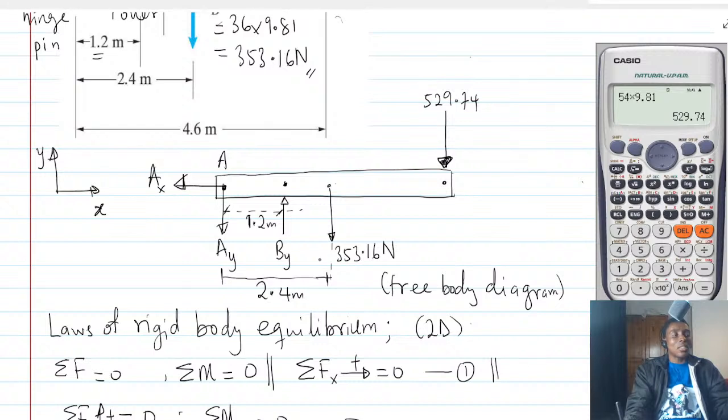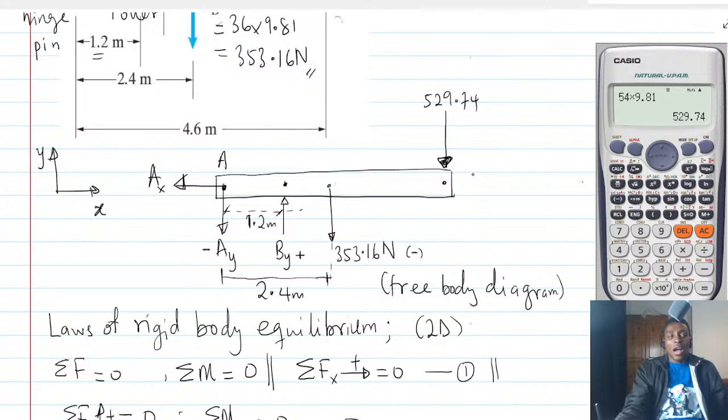So let's start with the forces along the y. Look at this. You can see that Ay is coming down, so it is going to be negative. BY is going up, so it is going to be positive. And then I have this force of 353.16 newtons, and so it's going to come down, right?